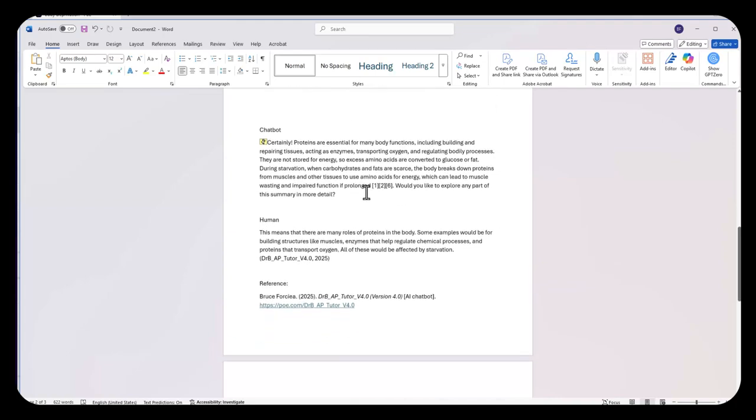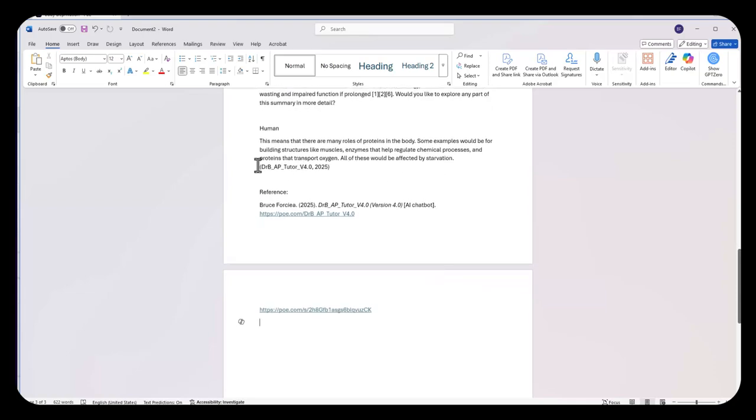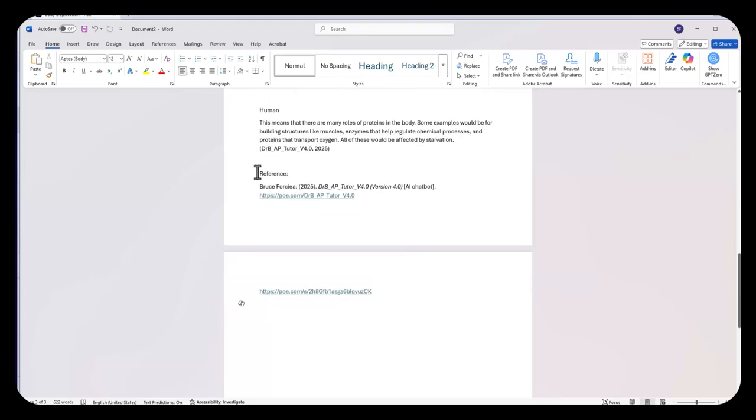All right, so then I did my deep dive into proteins. Here's what the bot says, here's my interpretation. This means that there are many roles of proteins in the body, or I learned that there are many roles of proteins in the body. Some examples would be for building structures like muscles, enzymes that help regulate chemical processes, and proteins that transport oxygen. All of these would be affected by starvation. There's the APA citation of the bot, and then here's how you do the reference.